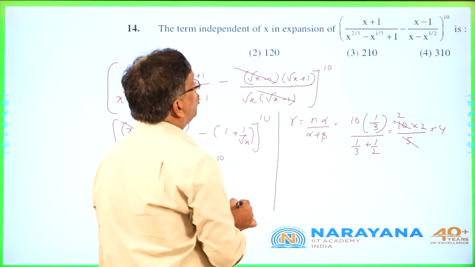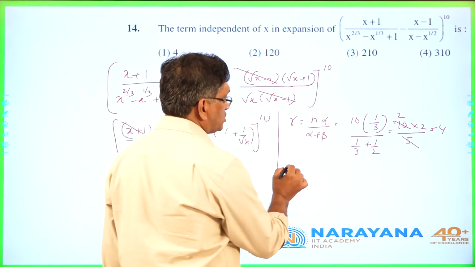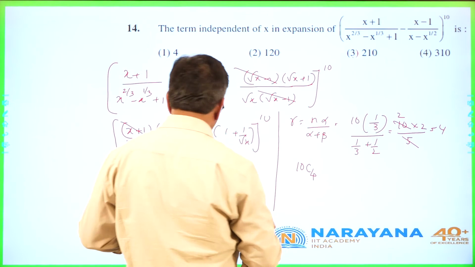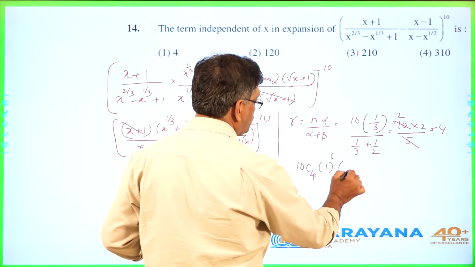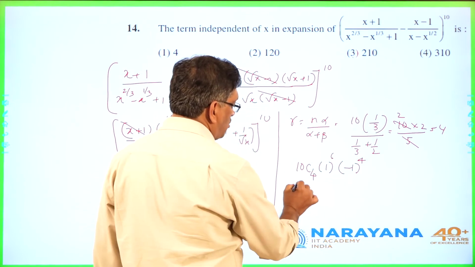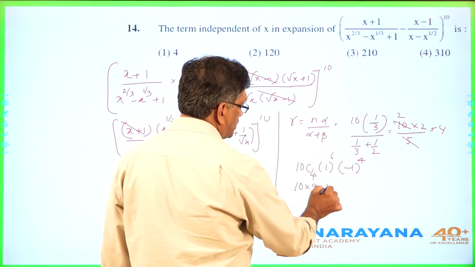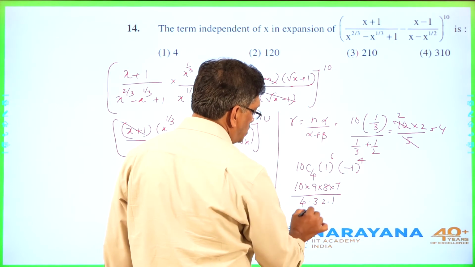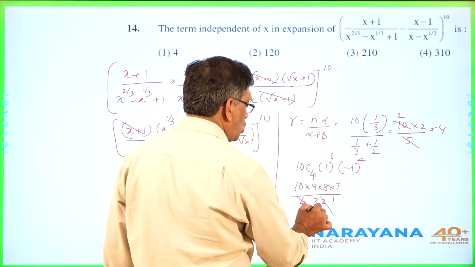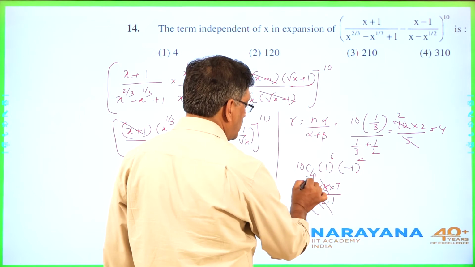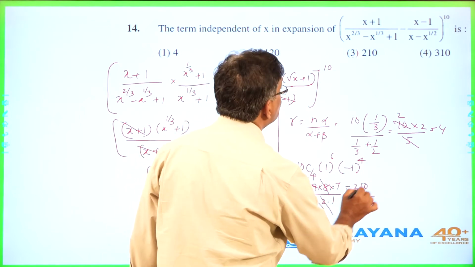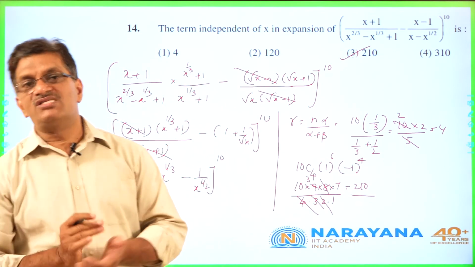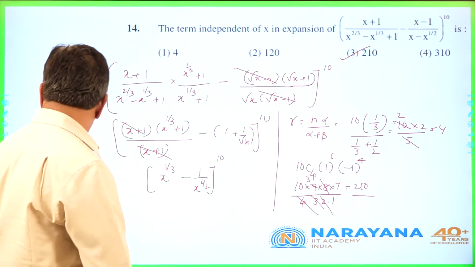r is 4. He is asking coefficient. Coefficient is 10C4. This is 10C6, which is 10C4. It is 10, 9, 8, 7 by 4, 3, 2, 1. 4, 2 can be cancelled. It is 3 times. It is 210. Okay. So, rationalizing factors, carefully you have to learn. Let us go to the next one.